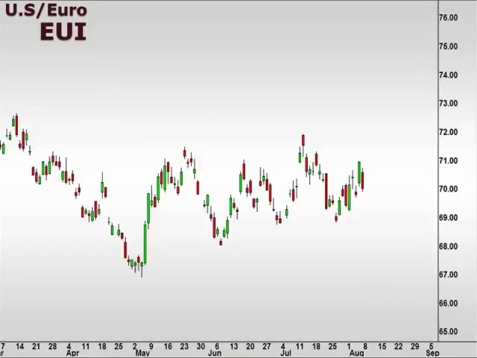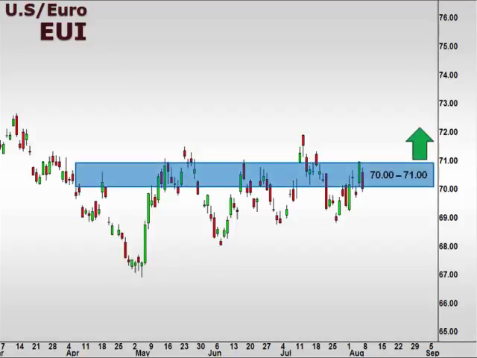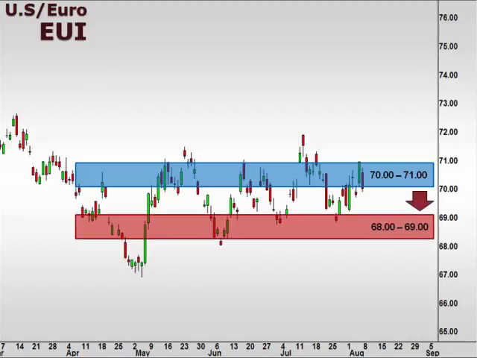Let's take a look at the EUI, the U.S. versus the Euro. Well, the EUI continues to show indecisiveness, trading between the 69 and 71 level for quite some time now. A break above 71 is likely to signal a continuation higher this week. A break below 70 is likely to yield a retest all the way down to the 68-69 focal zone.